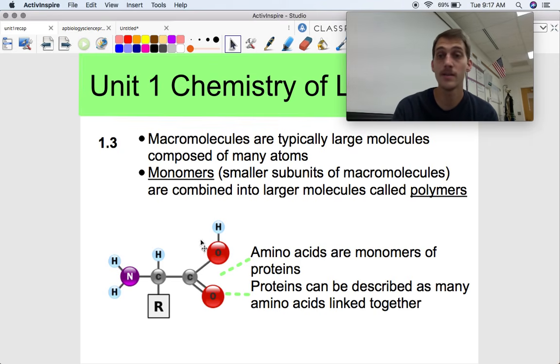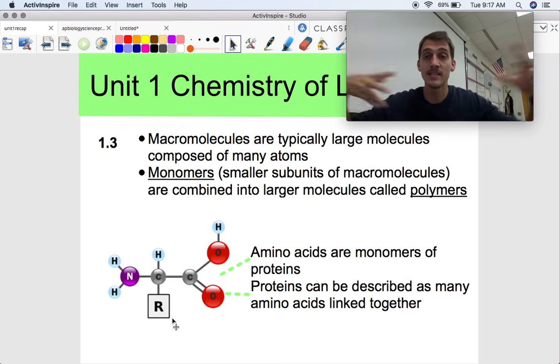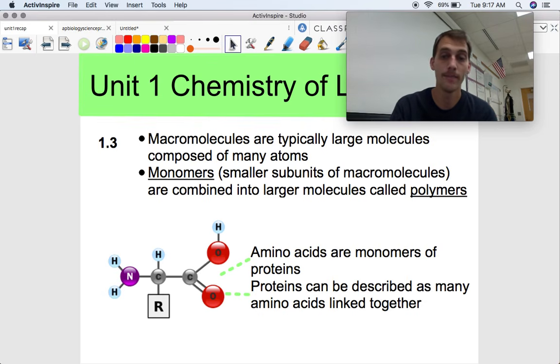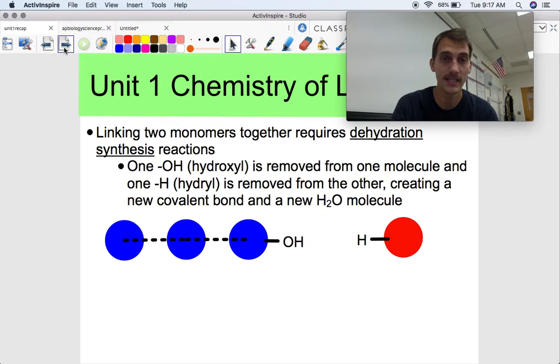So like this one right here, this is an amino acid. It is the monomer of a protein. If I take a whole lot of amino acids and link them together into a chain, then I'm going to start to build a protein. Proteins can be described as many amino acids linked together, a chain of amino acids, so to speak. So an amino acid is a monomer, and a protein is a polymer.